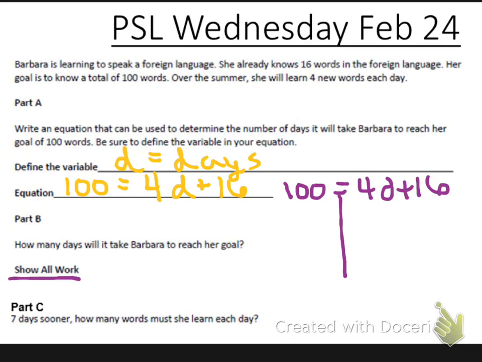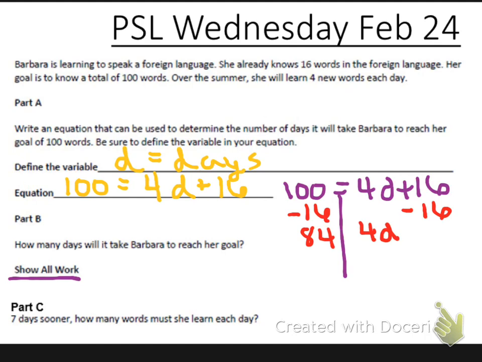First step is to get rid of whatever is added or subtracted. Well, we're trying to get our D by itself, so we're adding 16 to it. So again, we do the opposite operation. The opposite of adding, subtract 16. Whatever you do to one side, do to the other. So the 16s will cancel out, and I'll end up with 4D on this side. 100 minus 16 is going to give us 84. So we've got 84 equal to 4D.